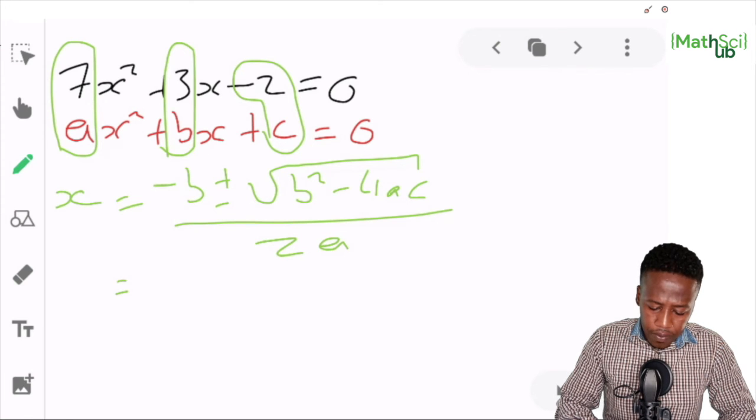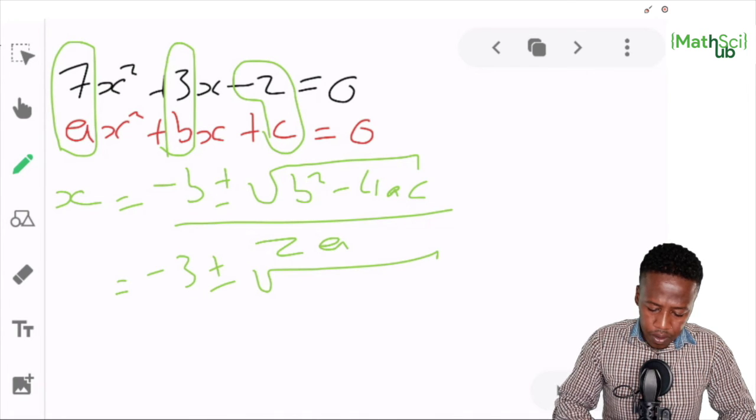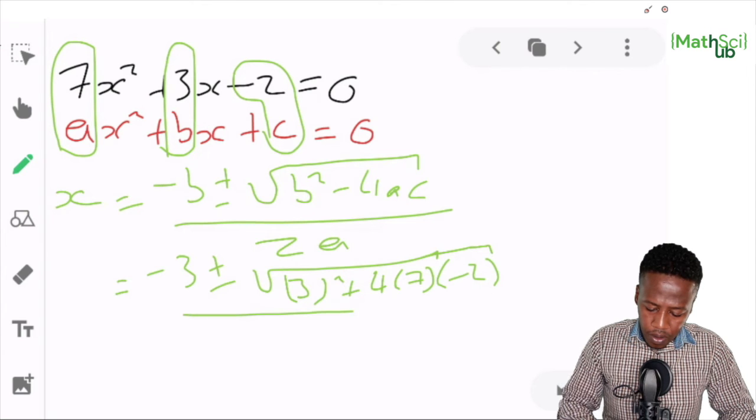Now for your b you have 3, which is minus 3 plus or minus the square root of, again your b is 3 squared plus 4, your a is 7, and then your c is negative 2. It's negative 2, all over 2a. Your a is 7.